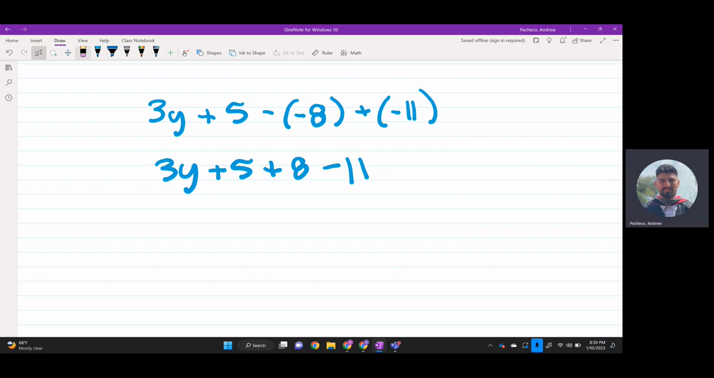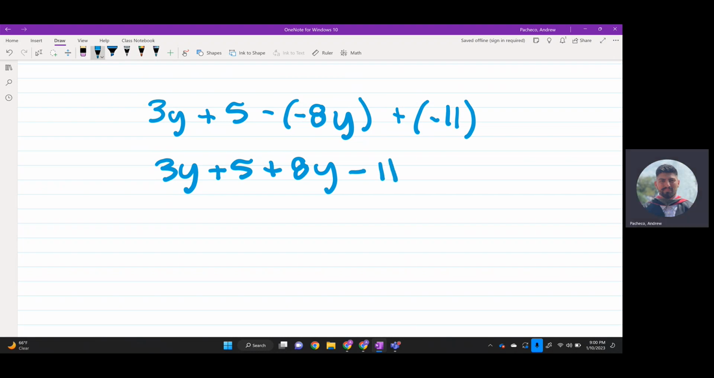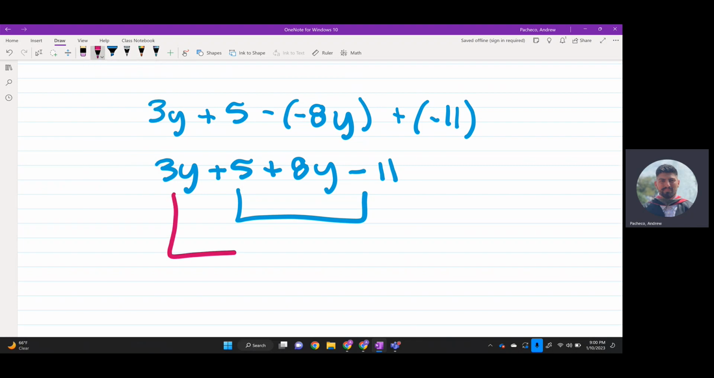Oh, so I kind of wrote this wrong. There we go. I forgot to put that y inside our negative 8y. The only thing we had to distribute with that was that minus negative. Because this is plus negative 11, it's just going to be minus 11. And then I can combine my whole numbers, and then I can combine my variables.